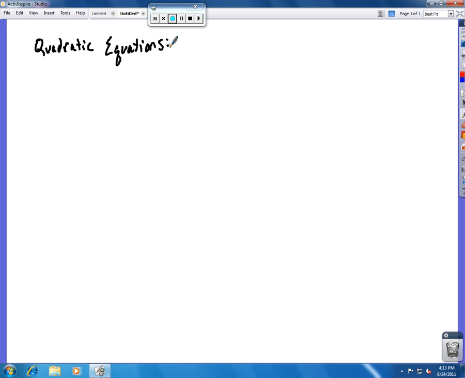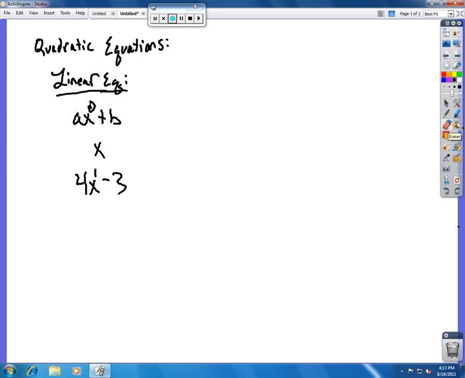First, let's take a quick recap and look at linear equations. This is what you guys have been working with just last week, of course. This is something of the form like ax plus b, or you could even have x or 4x minus 3. It's linear because your variables are raised to the power of 1. Just keep that in mind for linear.